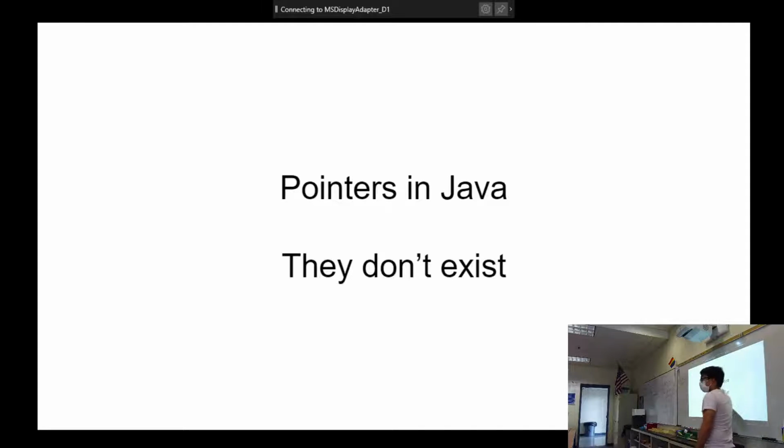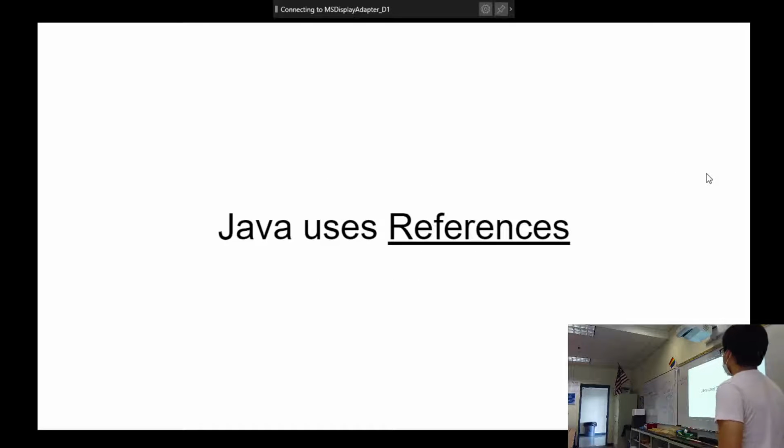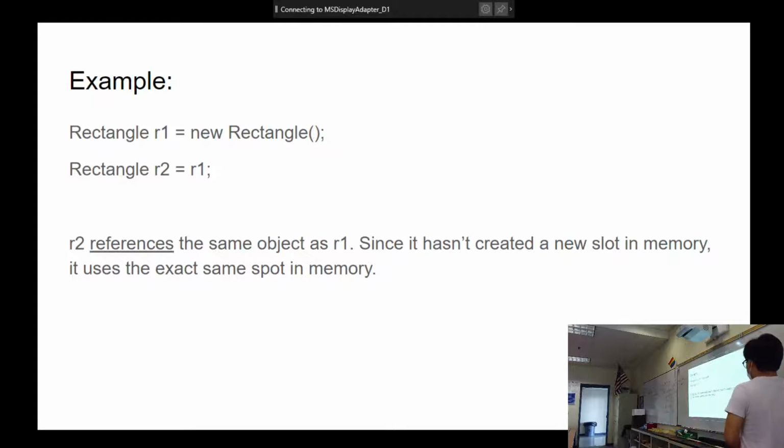So Java doesn't have pointers, but instead of pointers, Java uses references. So we use something called references to store values. And we'll talk about what that actually means in a second. Let's put this example up here.